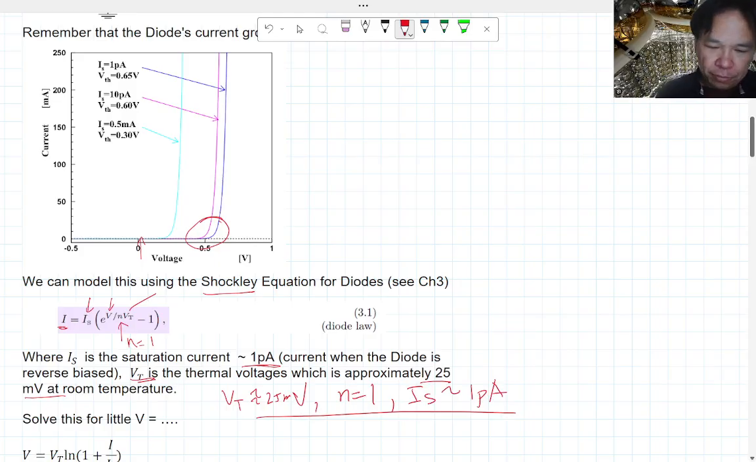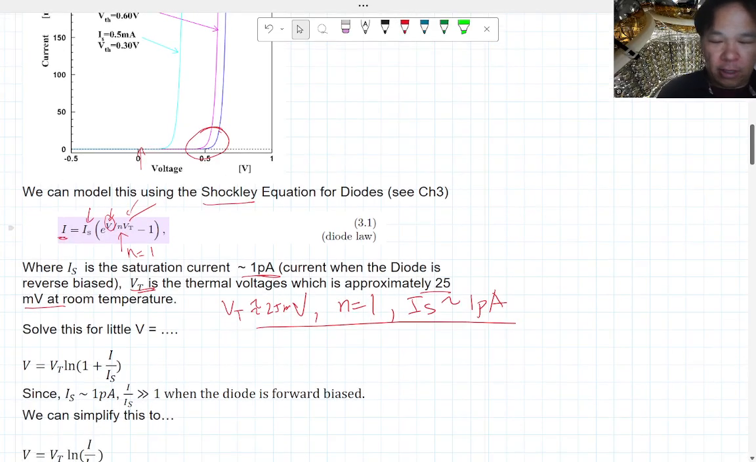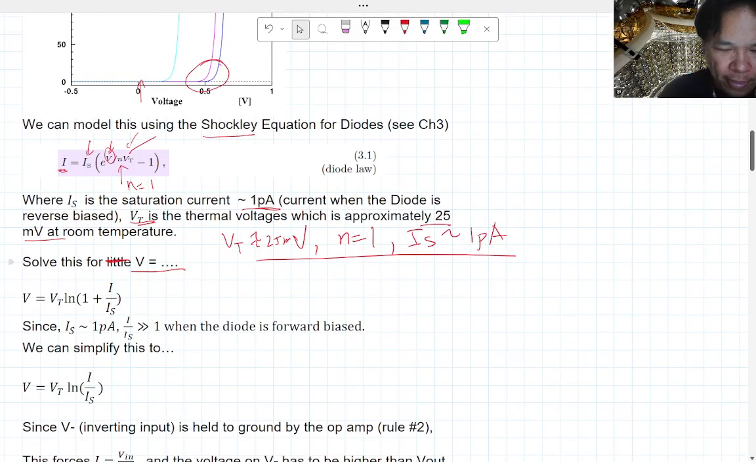Okay. What we can do is a little bit of math and solve for V, because we're actually trying to invert this. We want to figure out how V behaves as a function of I as opposed to I as a function of V. Basically, it'll turn into a log function, because in order to get the V out of the exponential, you take the log of both sides. You're solving for V, not little v. V will become whatever the thermal voltage is, times the natural log of 1 plus the ratio between the current traveling through the diode divided by the saturation current.